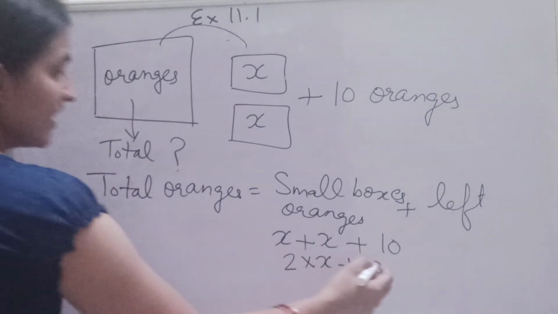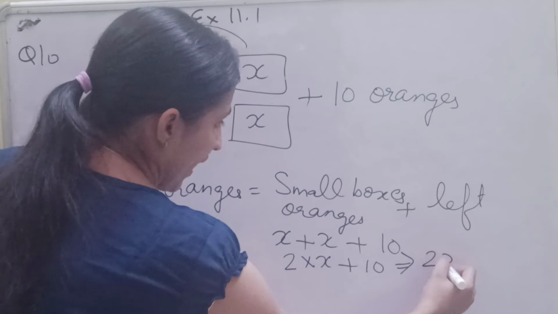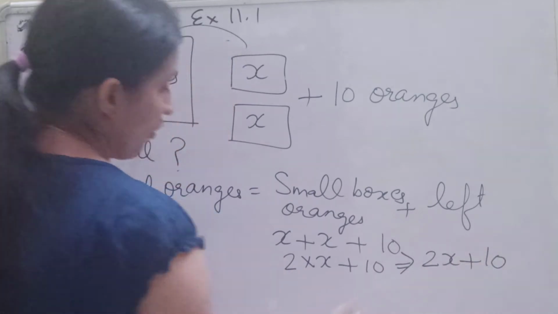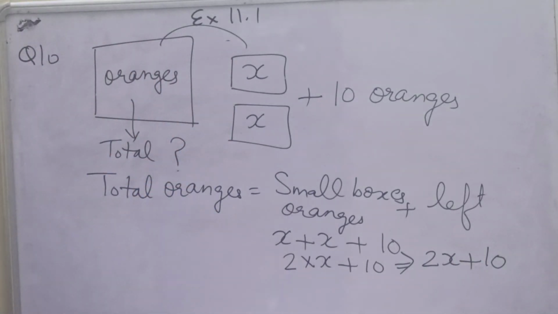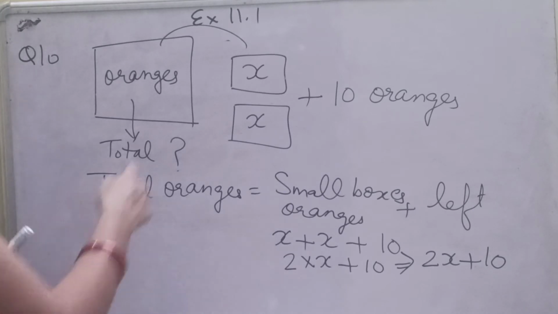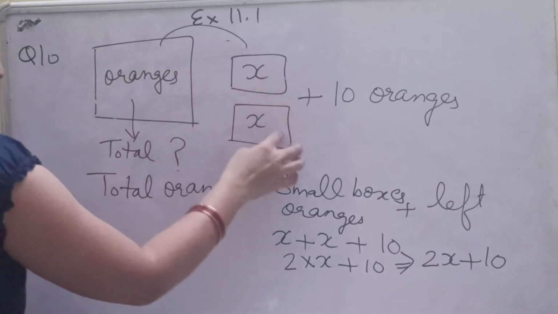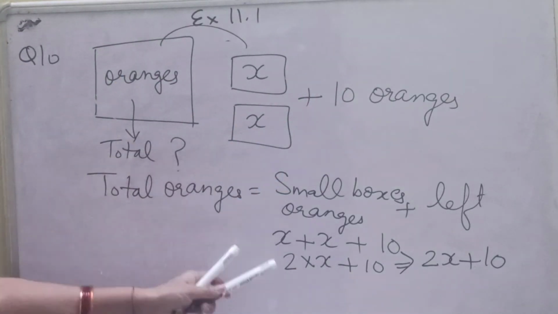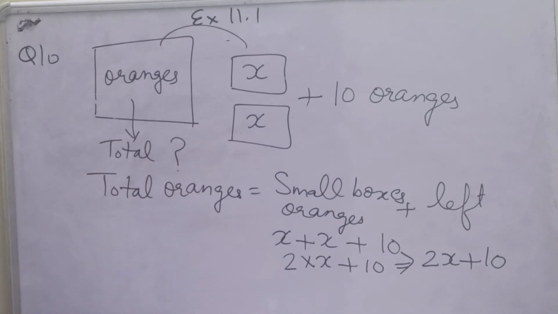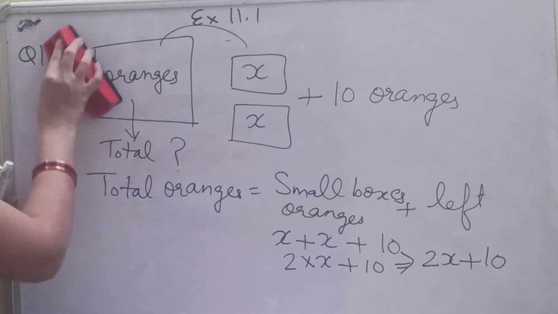2 into x is 2x. Plus 10 oranges are there in total, because these oranges are the combination of these three. So this way we will find out. So this is our question number 10.